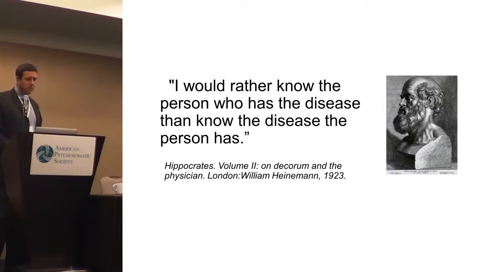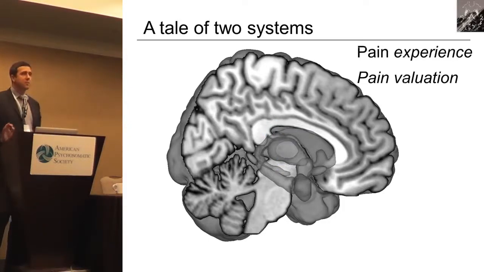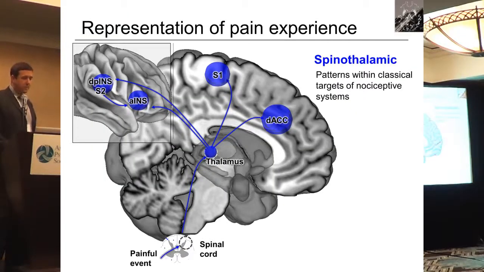But when it comes to studying the person, it's unclear exactly how to break that down into brain systems and mechanisms. And so I'm going to attempt to do that by taking a slice through this and talking about two systems, which I believe are largely but not always separable: a system for pain experience and a system for pain valuation. And first, I'll talk a little bit about our representations of pain experience from an anatomical perspective.